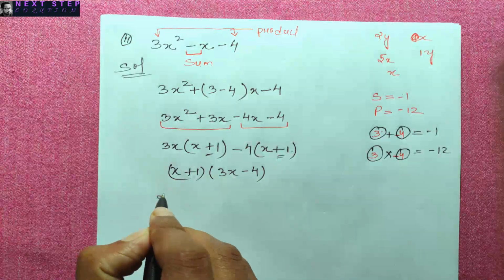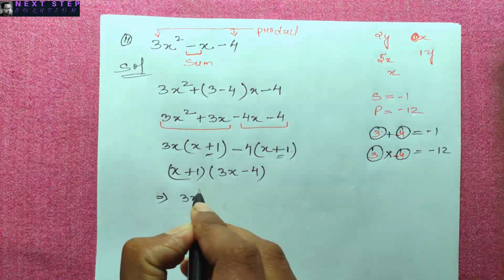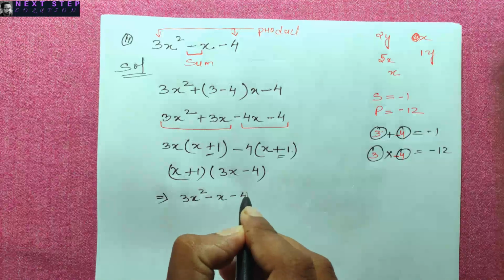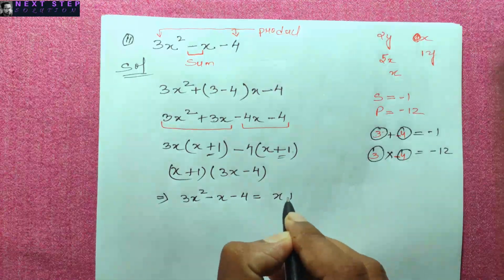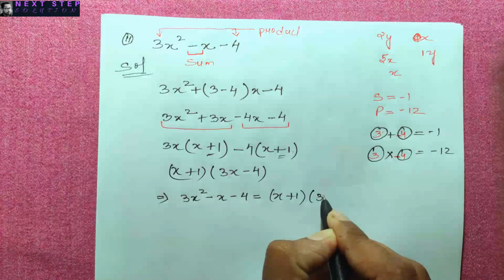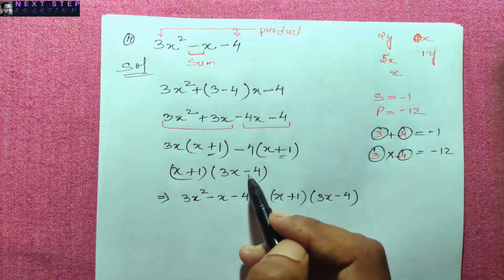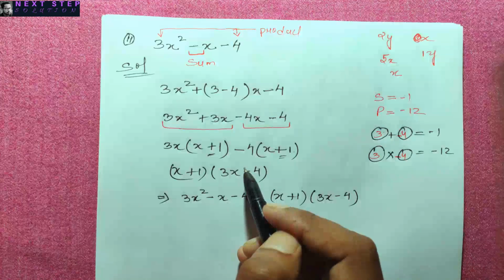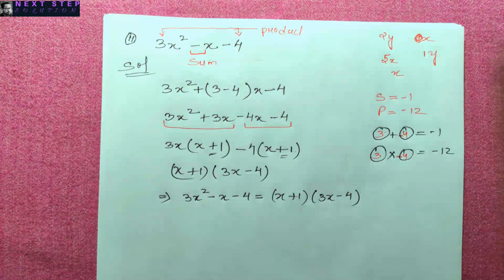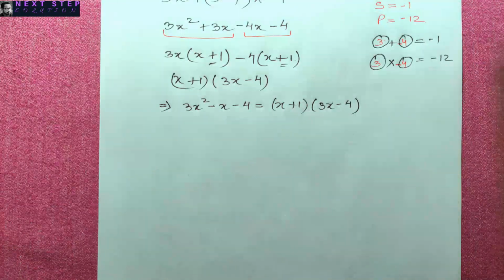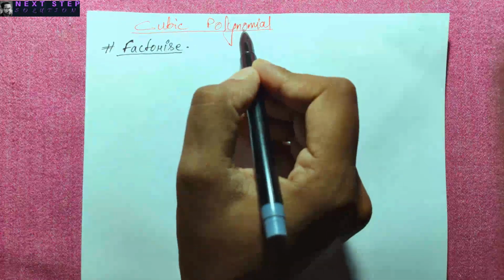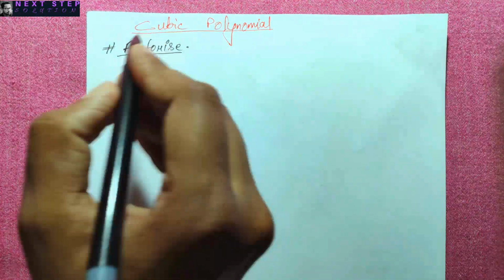So we write this implies 3x square minus x minus 4 is equal to x plus 1 in one bracket and 3x minus 4 in another bracket. This is splitting the middle term, and we are solving a quadratic polynomial. But if we have a cubic polynomial, now for a cubic polynomial the question will be the same, factorize.